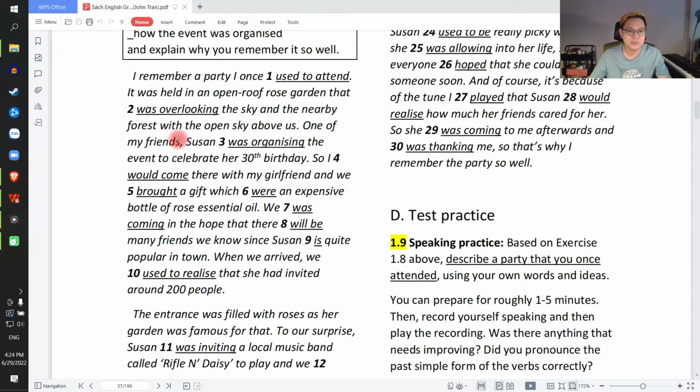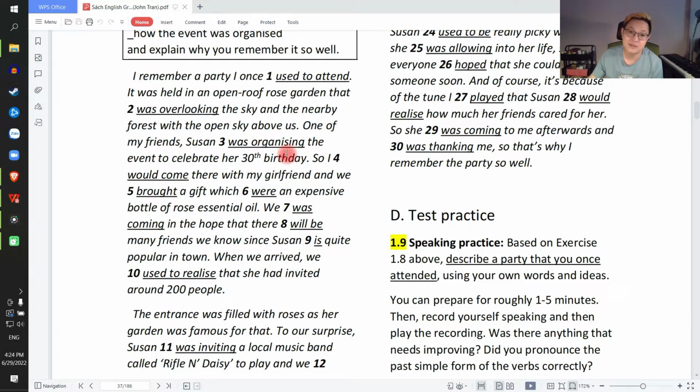And the nearby forest with open sky above us. One of my friends, Susan, number 3, is organized the event. Of course, Susan only organized it once, right? To celebrate her 30th birthday. And so you might argue that, okay, maybe this one is a start of context for other action to happen, but no, in this sentence there's only one action that is organized.